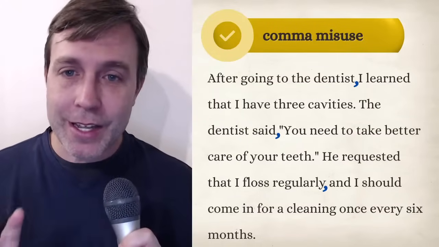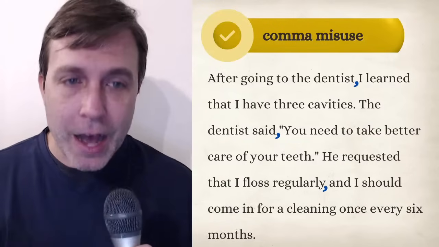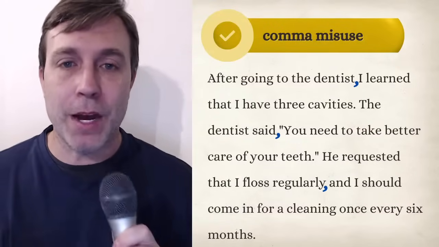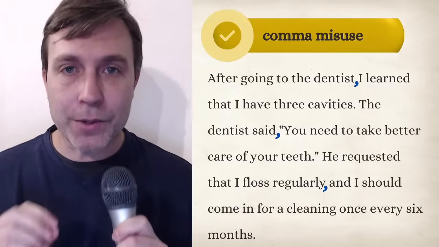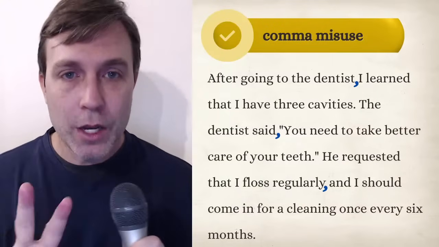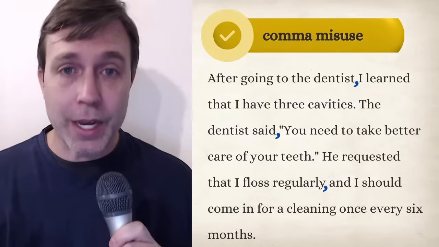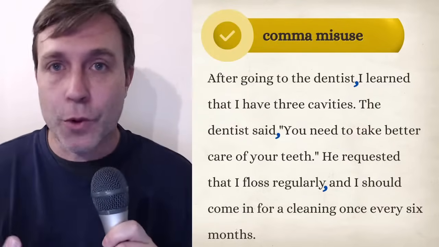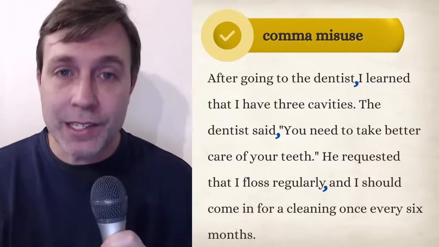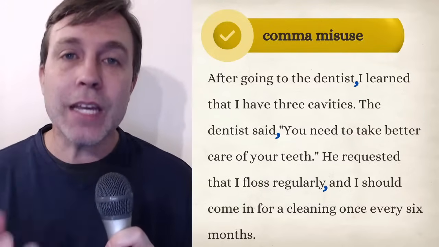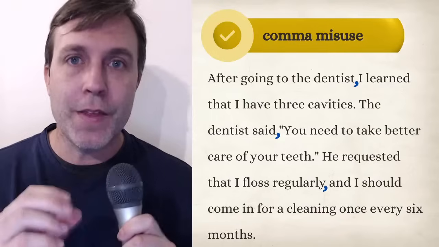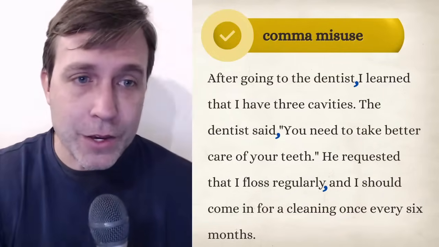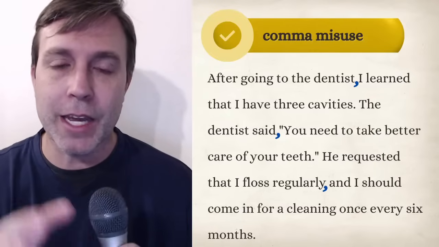He requested that I floss regularly, comma, and I should come in for a cleaning once every 6 months. That is a compound sentence. You have two independent clauses joined by that conjunction. And often they're joined by and, or, but, so. In this case, and, but you need a comma before that conjunction, after regularly. So I think you guys did a pretty good job with that one and identifying it.